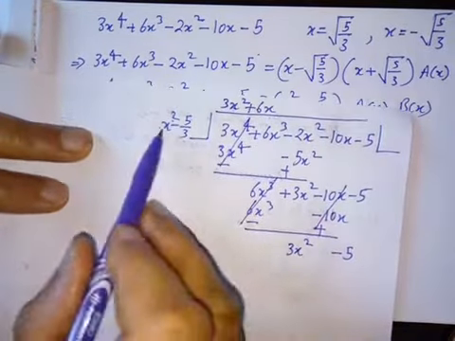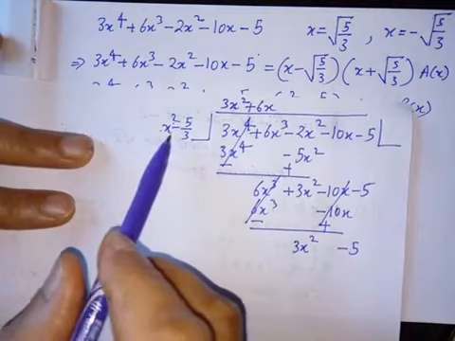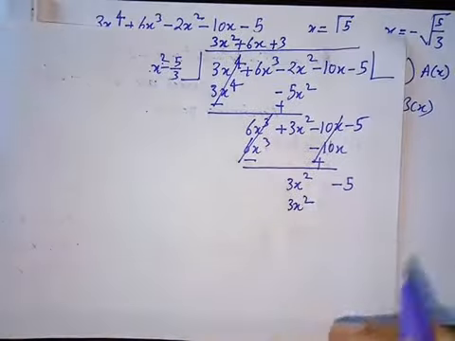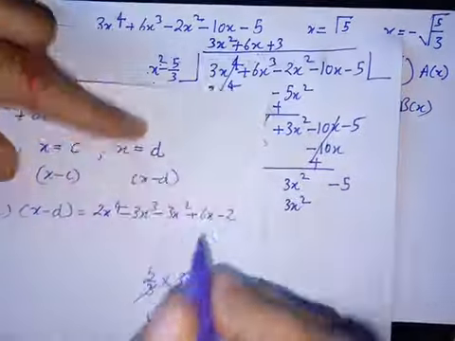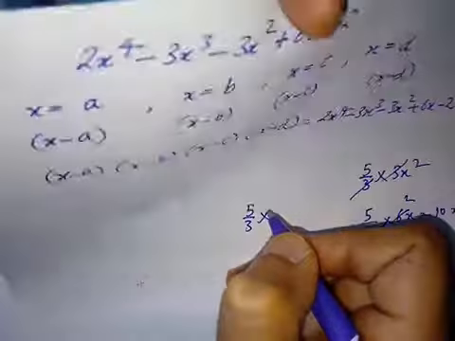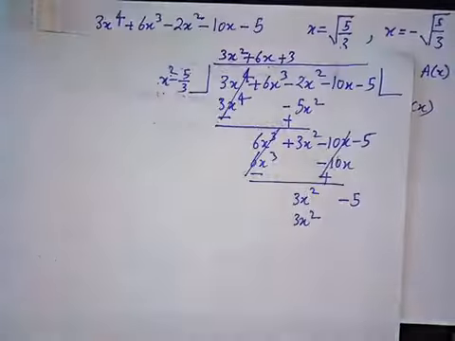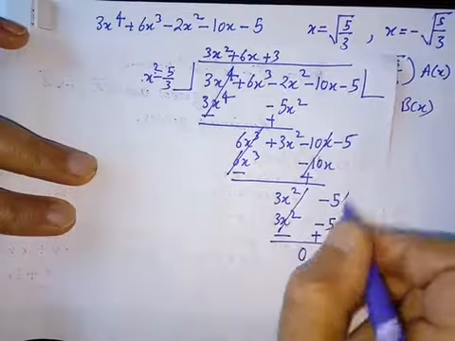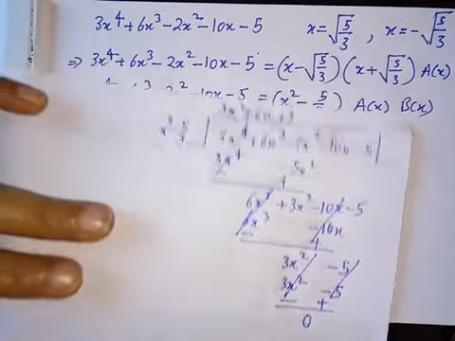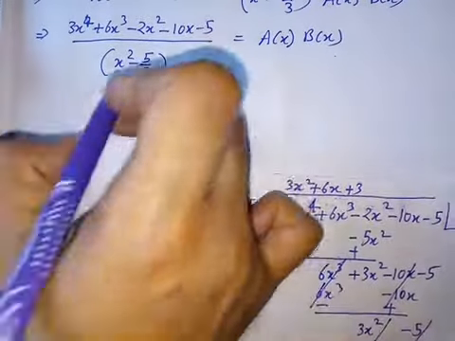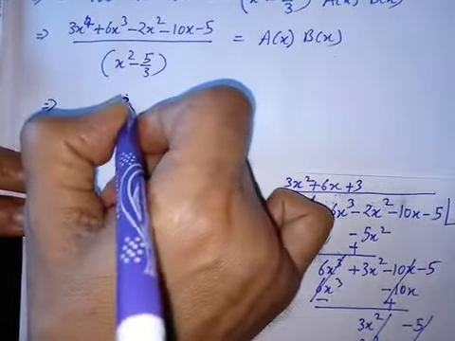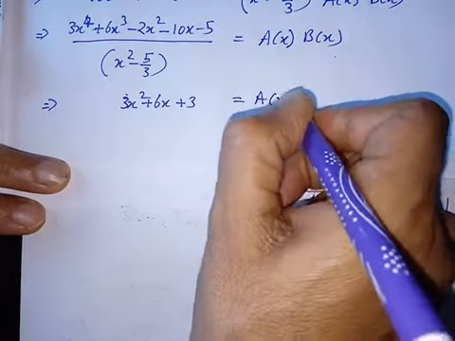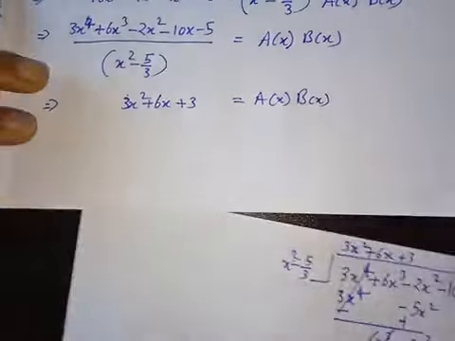Both are with the same degrees. We can still continue with our division. Coefficient 1, coefficient 3. So we multiply it by 3 and we get 3x square. And on multiplying 5 by 3 by 3, we get 5. So minus 5. So our remainder is 0. So the quotient we get is 3x square plus 6x plus 3, which is equal to ax multiplied by bx.